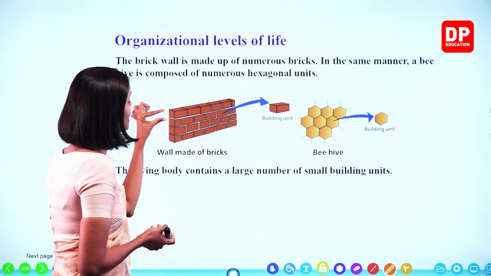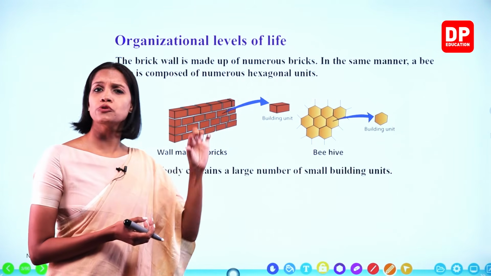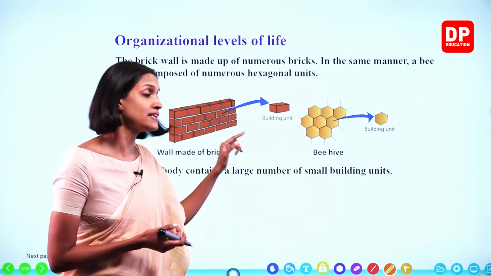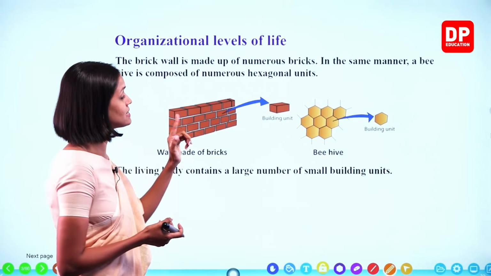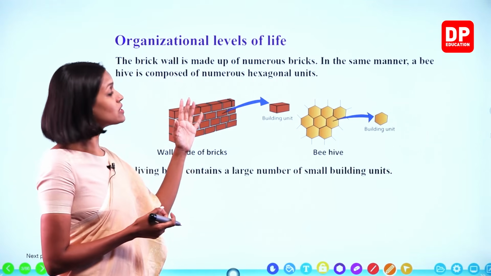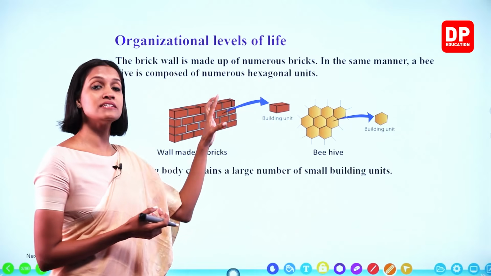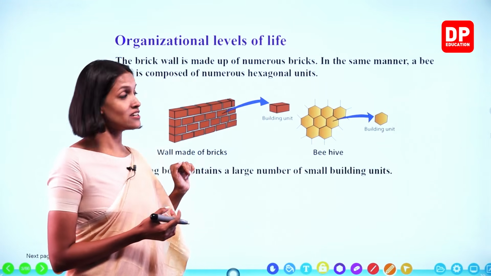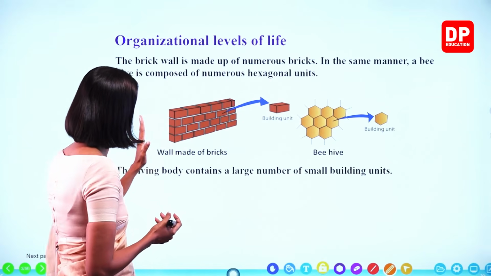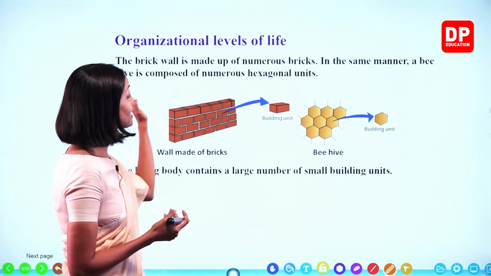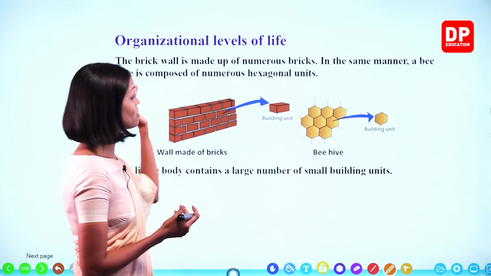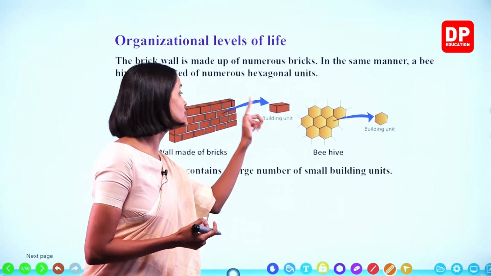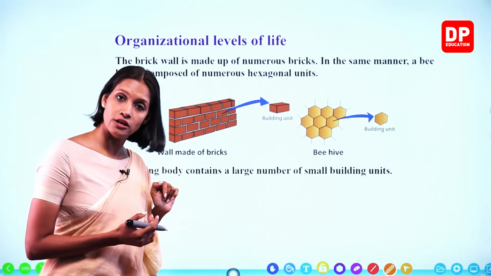So what is the main unit, the basic unit or the smallest unit present in the brick wall, children? That is the brick. One brick can be considered as the basic unit. So this type of basic unit of a certain setup are known as building units. Right children, so when we consider the brick wall, as the brick wall is made by combining a large number of bricks, the brick is considered as the building unit of a brick wall.